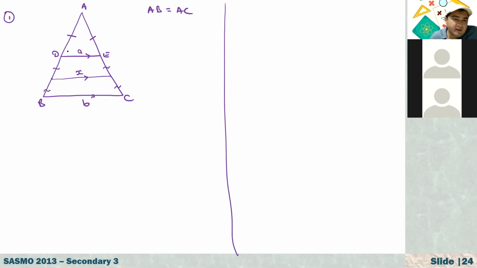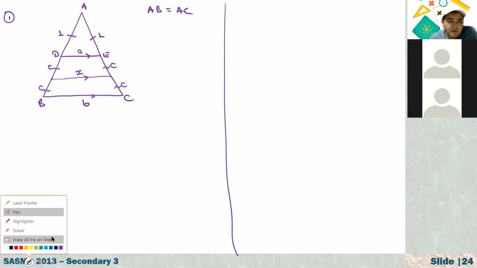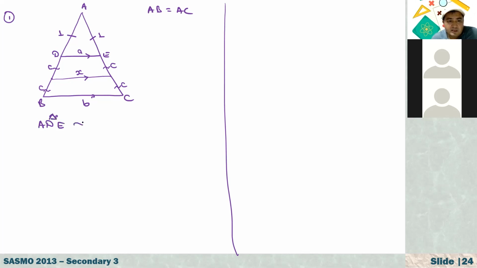Suppose that from A to D, whatever it is, I take it as 1 unit, and also this will be 1 unit. And how about from D to B, which is a midpoint? Suppose that this one is, let's say, C. Also this should be C, and this is C, and this should be C, the length. So now from here, as you see, triangle ADE is similar to, what do you call this one?